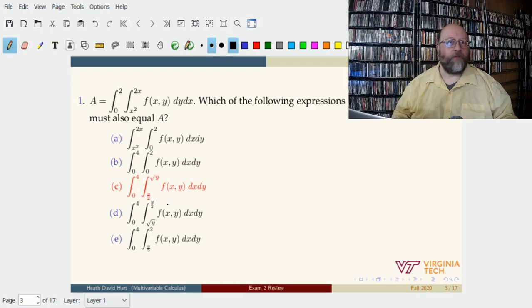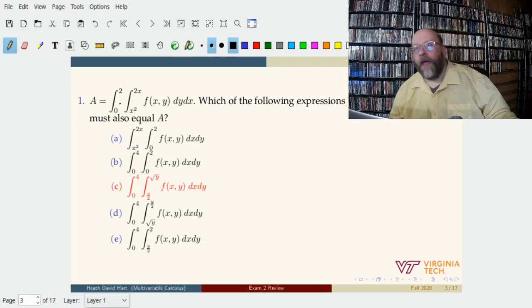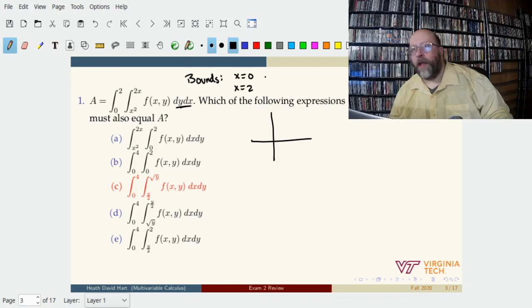So let's work through some of the practice problems here. Okay? We want to integrate this expression, and this is given in the order dy dx. Which expression in the order dx dy also equals A? So let's draw what we're looking at here. Our bounds are x equals 0 and x equals 2. And then y equals x squared and y equals 2x.